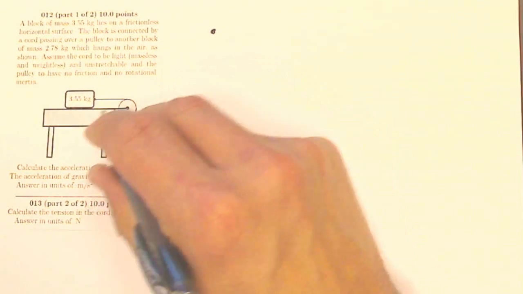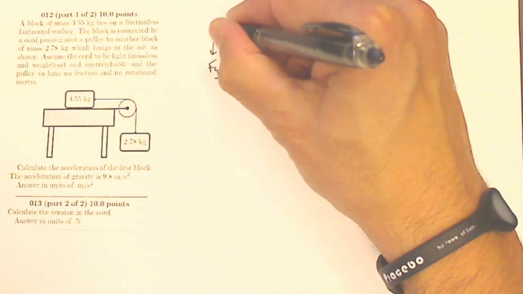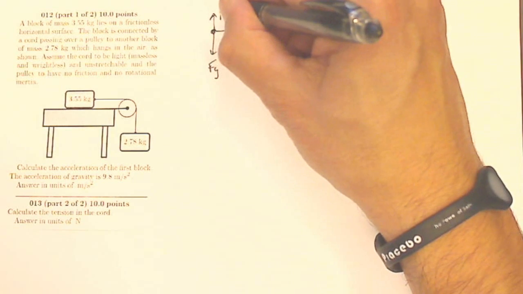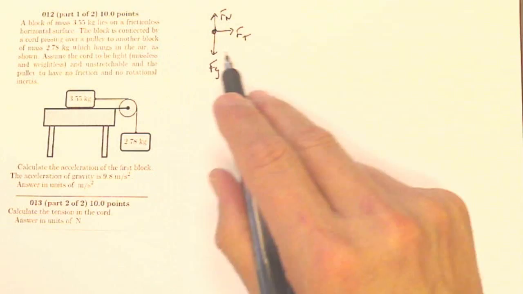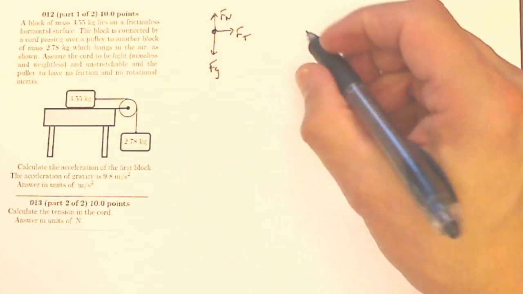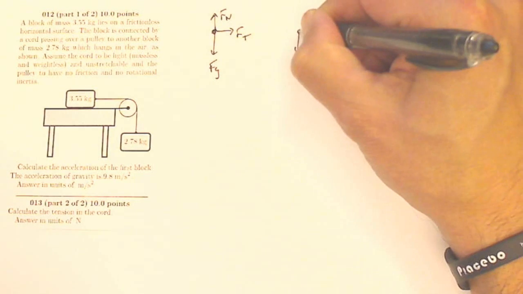Free body diagram of this top block. Got gravity down. I've got a tension pulling this way. I have a normal force this way. And that's all I have. I don't have any friction. So this tension will accelerate this block. My other block, my hanging block, has gravity down and has a tension up.